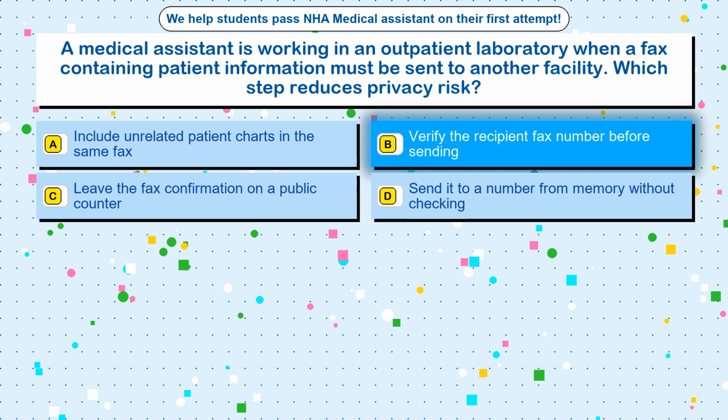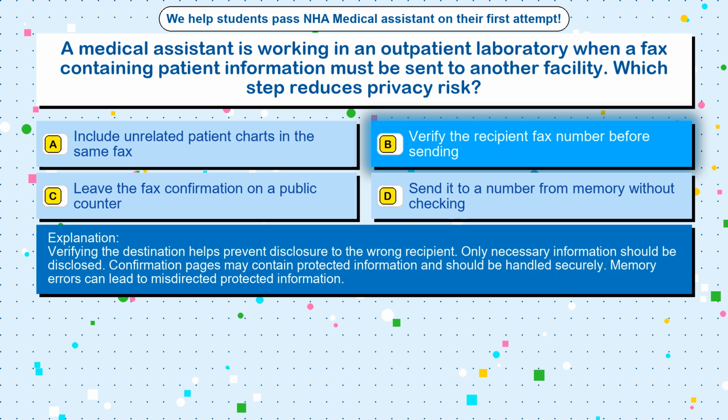Verify the recipient fax number before sending. Verifying the destination helps prevent disclosure to the wrong recipient. Only necessary information should be disclosed. Confirmation pages may contain protected information and should be handled securely. Memory errors can lead to misdirected protected information.